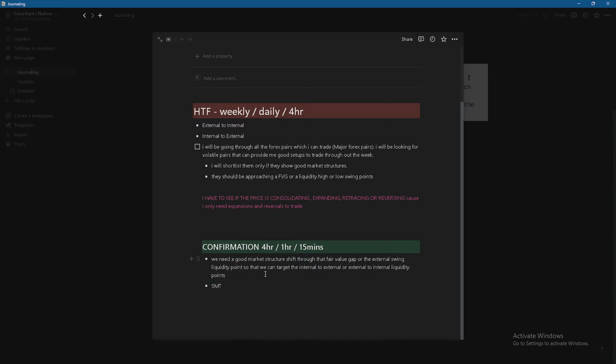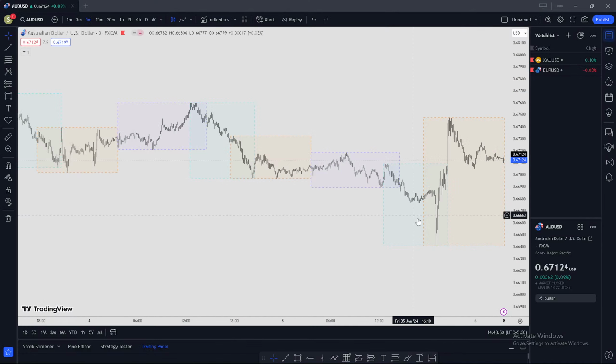I'll wait. Maybe it can happen on the 4 hour. It can happen on 1 hour or 15 minutes. I need to wait so that the price takes a good market structure shift and gives us a fair value gap to further trade a short position from. Okay, so we'll wait for the confirmation. So we'll do exactly the same.